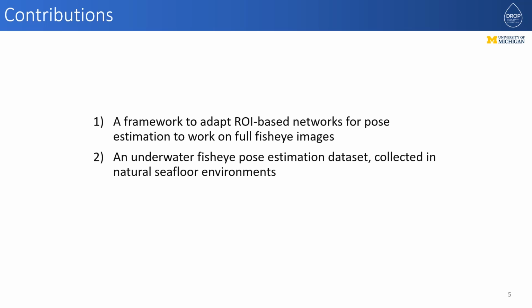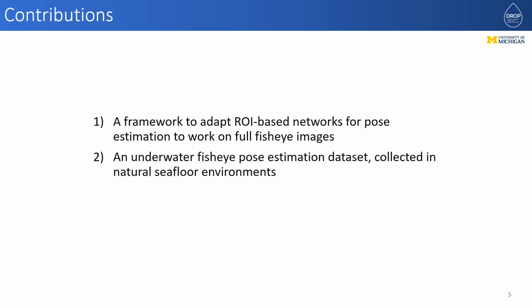The first contribution of this work is a framework to adapt region of interest-based convolution networks for 6D object pose estimation to work on full fisheye images. This adaptation is demonstrated on our previously published SilhoNet method for object pose estimation from perspective monocular images.